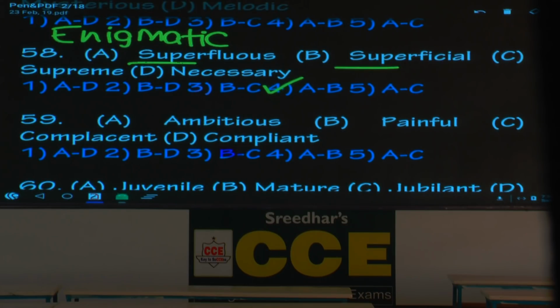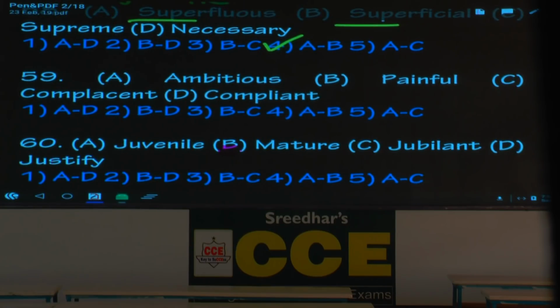Hope you got it. Sentence number 59, or question number 59, I'm sorry. Ambitious. Ambitious means what? To have the desire to go to a higher level, to have the desire to accomplish something. Ambitious youth, ambitious person. Painful, are they related? No. Complacent. Complacent means self-satisfied. Please write the meaning. Self-satisfied.